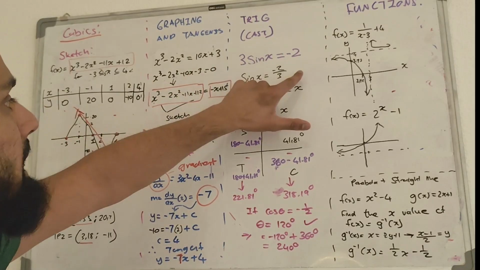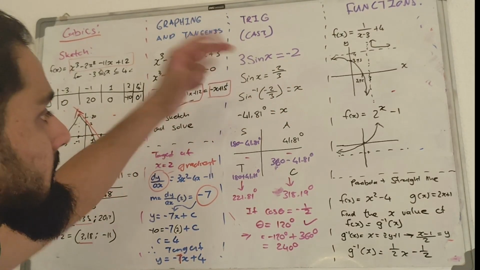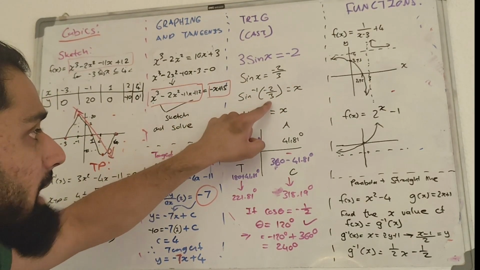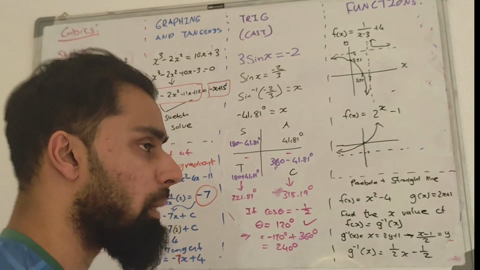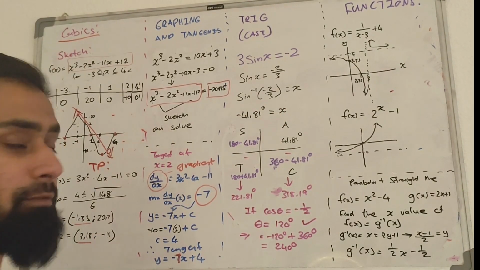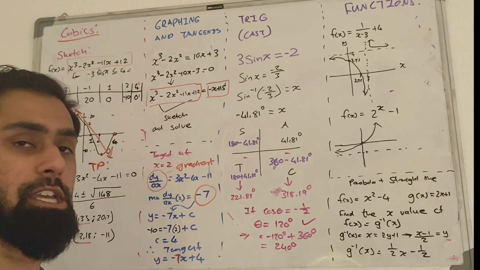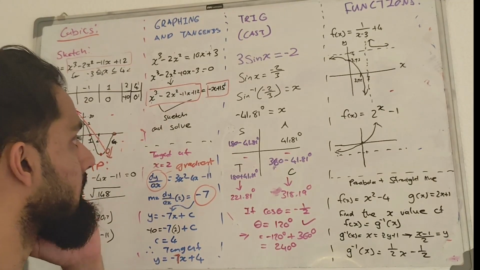So we have here 3 sine x is minus 2. You can get sine x equal to minus 2 over 3. Inverse sine of minus 2 over 3 is equal to x. We get negative 41.81 degrees. Sorry if I'm going a bit fast, but this is not supposed to be a video where I'm teaching you. I'm just recapping some things with you guys, okay?